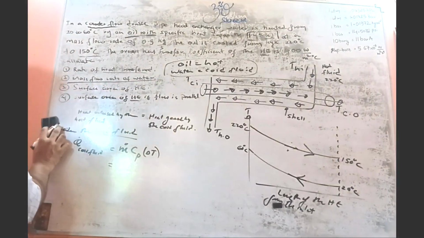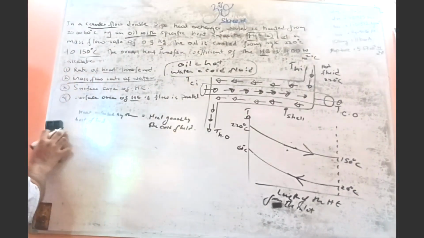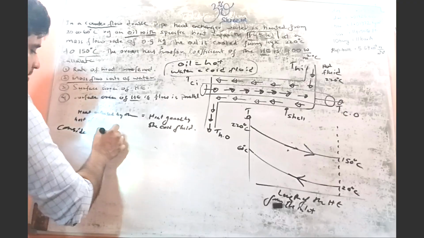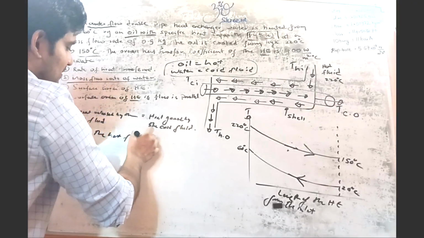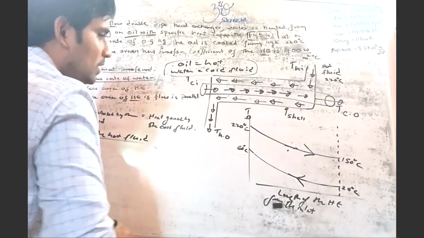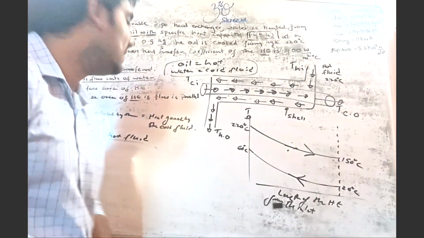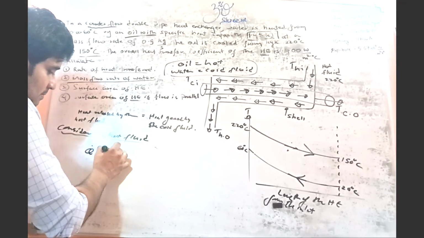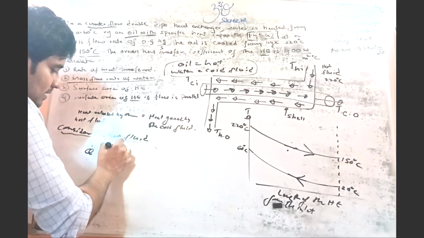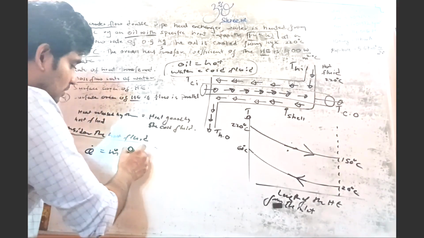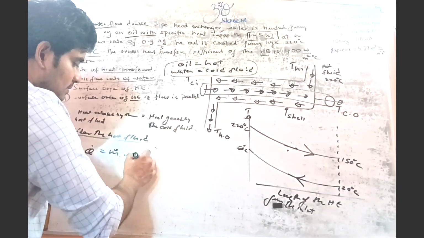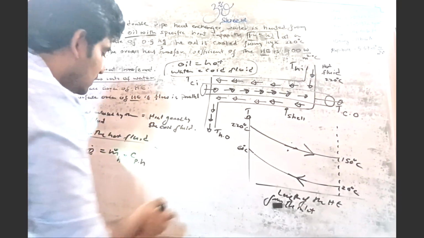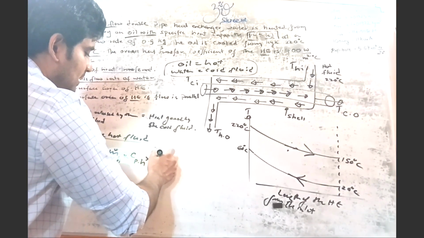So let's consider the hot fluid here. Because if we consider the cold fluid, we don't know the mass flow rate, right? So Q dot equals the mass flow rate of the hot fluid times the specific heat capacity of the hot fluid, let's say CPH, times delta T, the temperature difference.